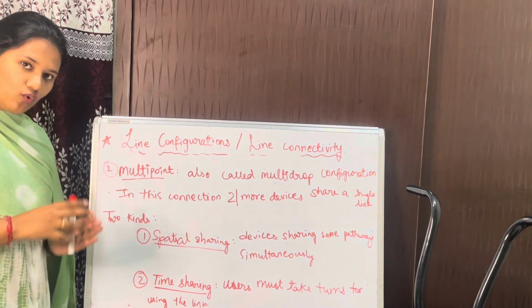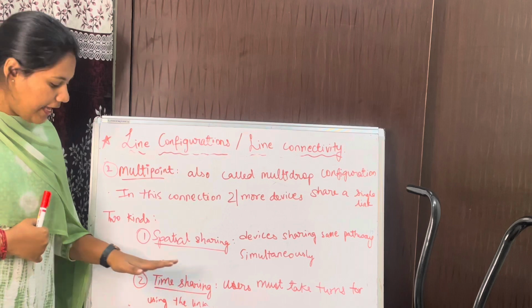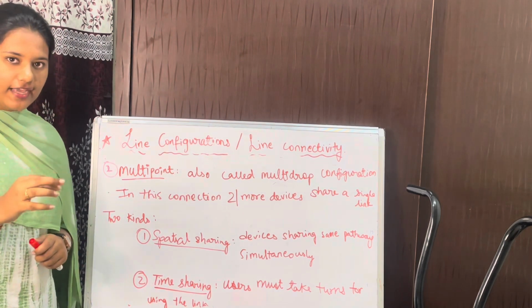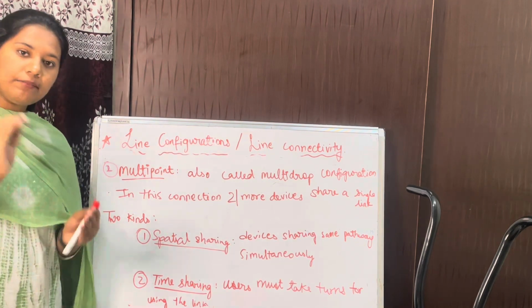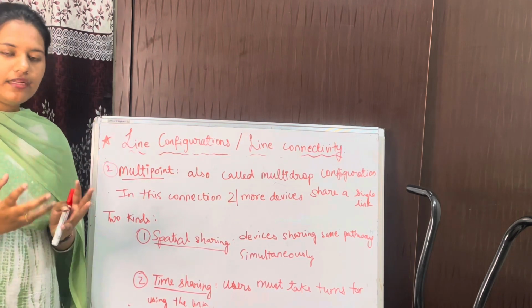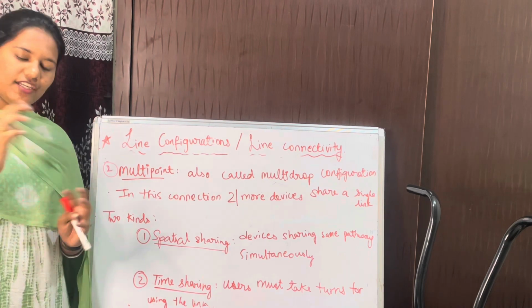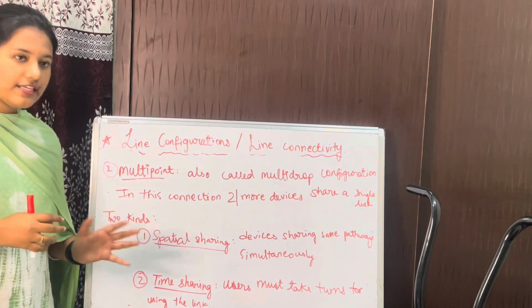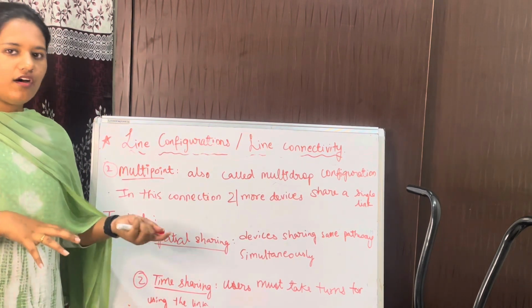Next, there are two kinds again in this multi-point. First one is spatial sharing and the second one is time sharing. So what is spatial sharing? The devices share the same pathway or the same link simultaneously. It means all the connected devices are on the same link at the same time, and they are sharing that pathway. Next is time sharing. It means users have to take turns to use this link or pathway.